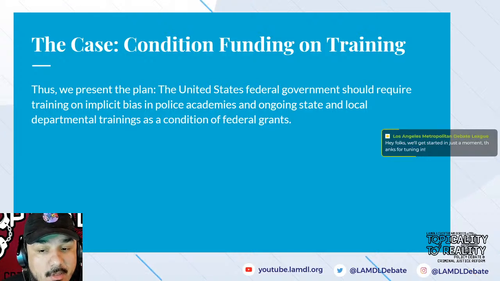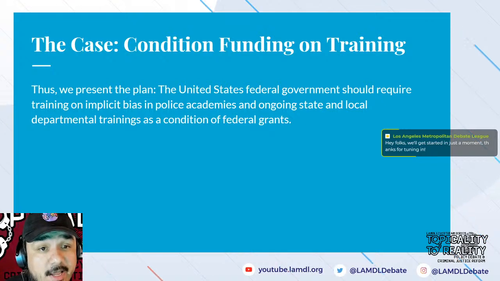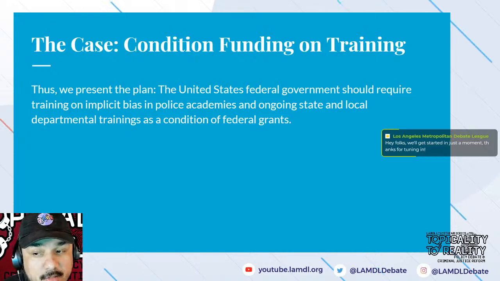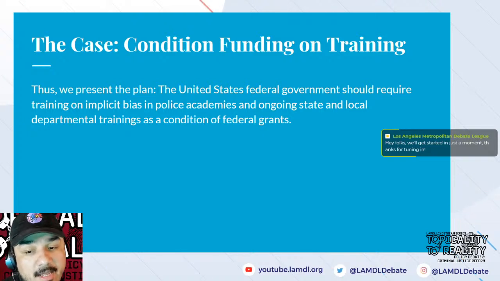So for example, it's about federal grants. So that most likely means this would be some sort of congressional act because Congress is the one that's got the power of the purse. So although the plan doesn't specify it, it most likely would happen through some sort of congressional action. Okay. So the USFG, or the United States federal government, should require training on implicit bias in police academies and ongoing state and local departmental trainings.